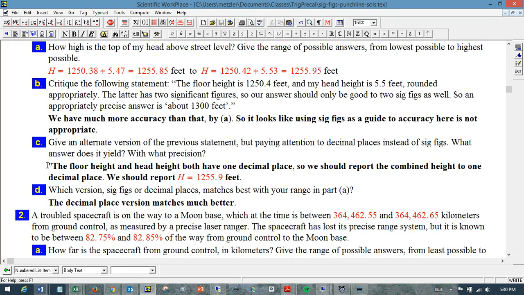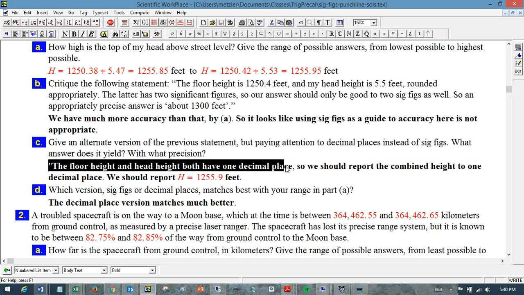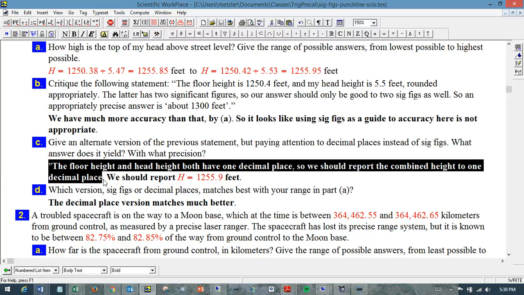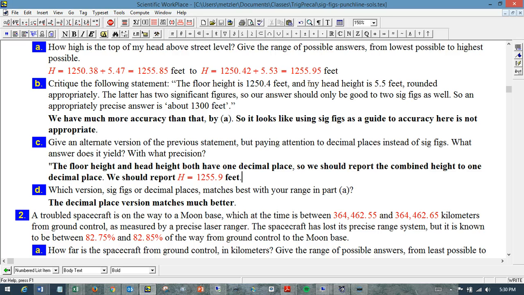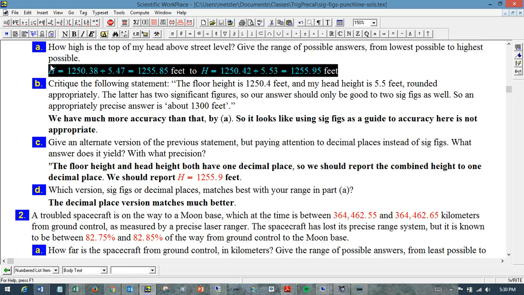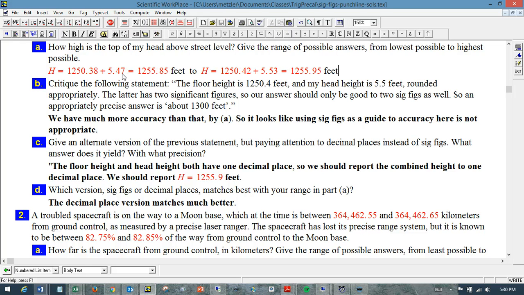And so it's much better to say the floor height and head height both have 1 decimal place. So we should report the combined height to 1 decimal place, 1255.9 feet. Okay, and that matches with the careful analysis of what numbers we actually can get out of this. So it just comes out of really going to a more explicit way of saying what kind of accuracy we could have in this kind of situation, doing the calculations, and seeing that we actually have quite a high level of accuracy. So we should report it to the precision of 1 decimal place.